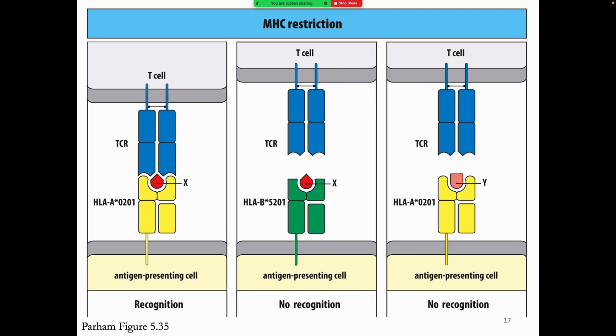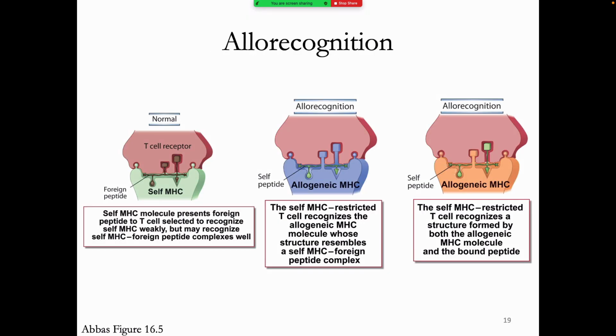Sometimes the surface of the MHC is just so different from what the T cell usually sees that it's not possible to have binding. Zinkernagel and Doherty picked 2 mice that had such different MHC types that there was no way this T cell could interact with this MHC, because they were so structurally different. But more commonly, things look a little bit like this.